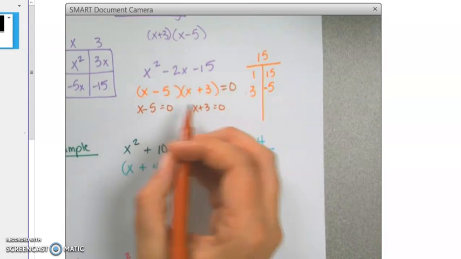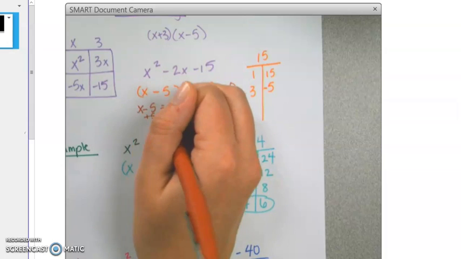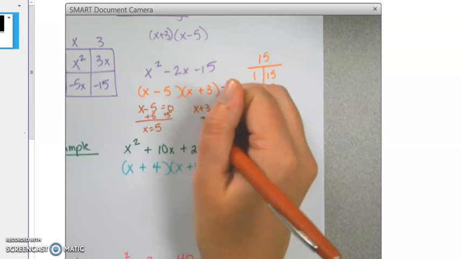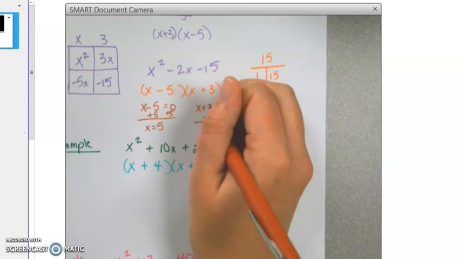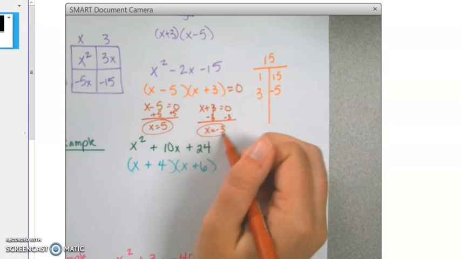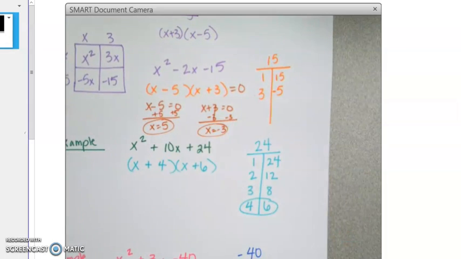So if I was to solve this, I would add 5 to this side. I would get x equals 5. And subtract 3 from this side. I would get x is negative 3. So these would be your two roots. So just to keep in mind, you have factors and you have roots. So it does matter which one's which. It depends on what they're asking you for.